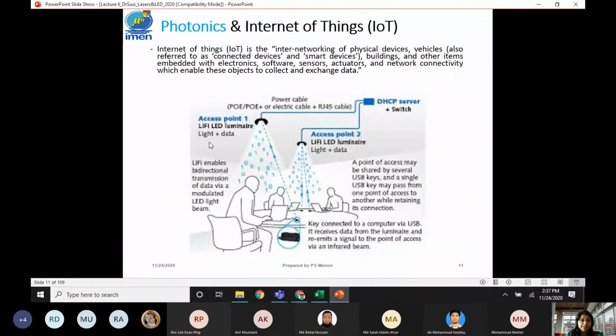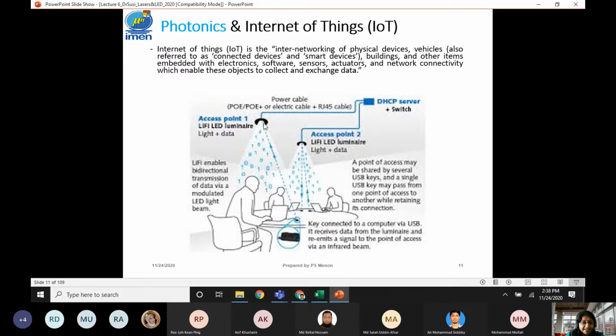Okay, and in terms of the relation between photonics and Internet of Things, we have this Li-Fi LED luminaire, where you can see here the LED light can be used for Li-Fi. Now you have Wi-Fi, right? Wireless internet. This is Li-Fi, using light for internet purposes. Besides giving you light, it can also collect your digital information, and it can be transmitted through a power cable to a server and switch.